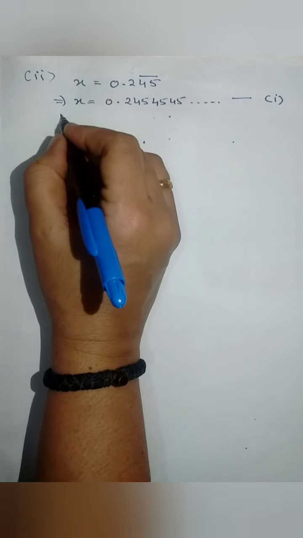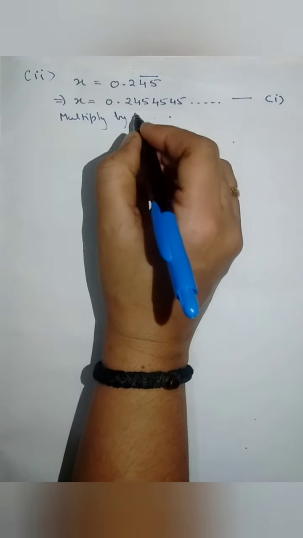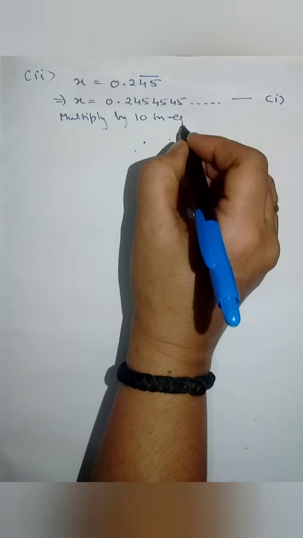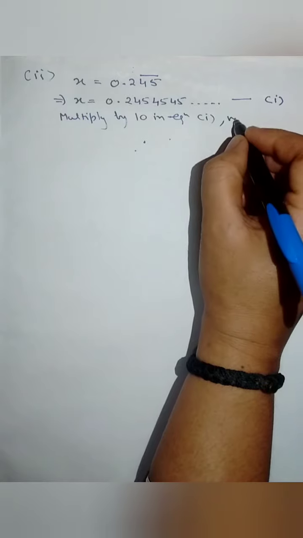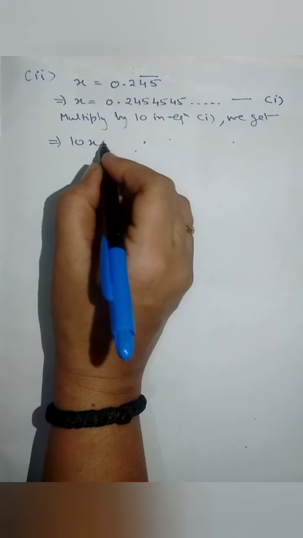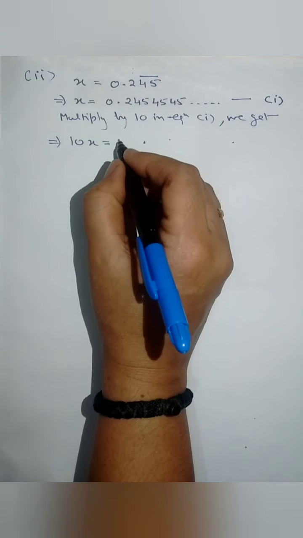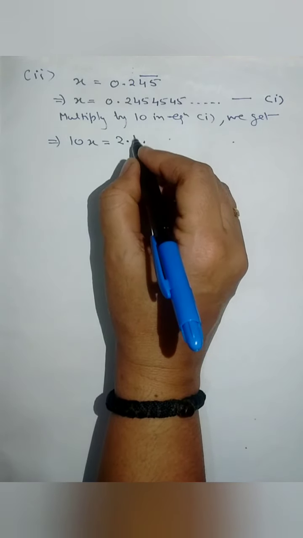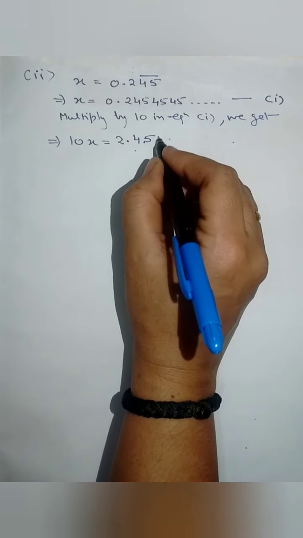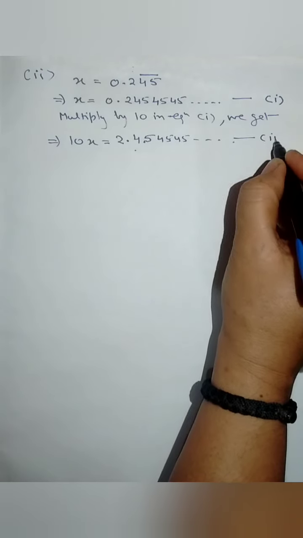Now multiply by 10. In equation first, we multiply it by 10. 10x is equal to, 1 digit will shift to the left of the decimal. It will become 2.454545. Let this be equation 2.